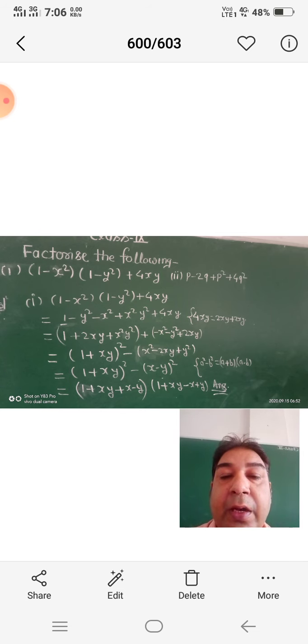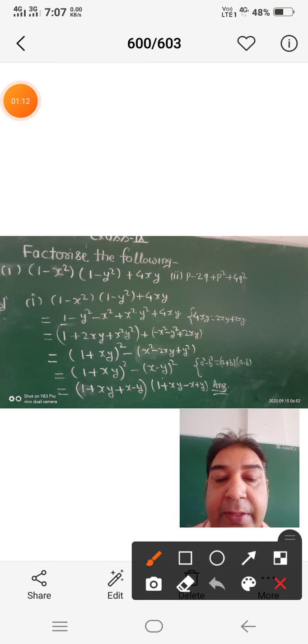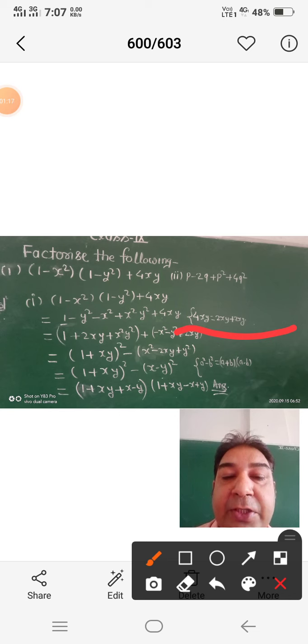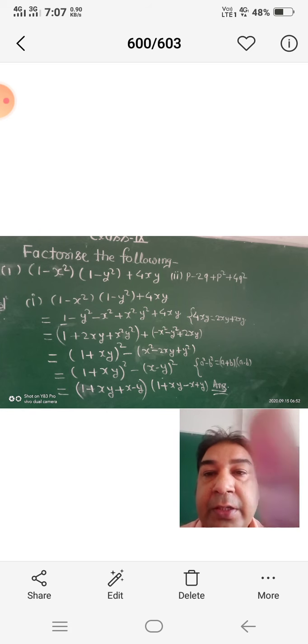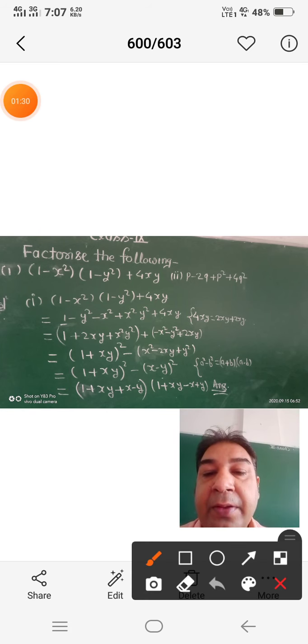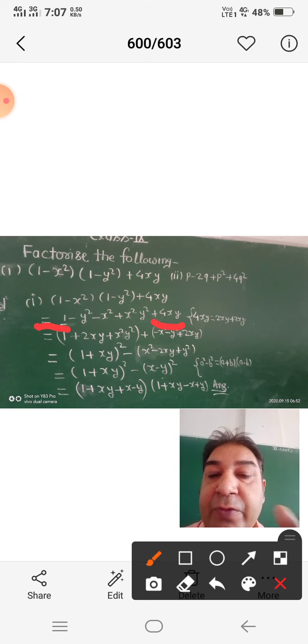After then, what to do? 4xy you can write as 2xy plus 2xy. So one 2xy combined with 1 and x square y square. You have to take these three parts put together: 1, 2xy and x square y square.